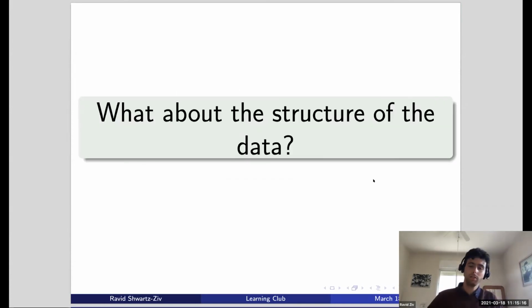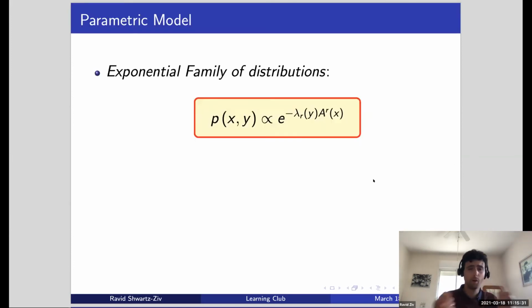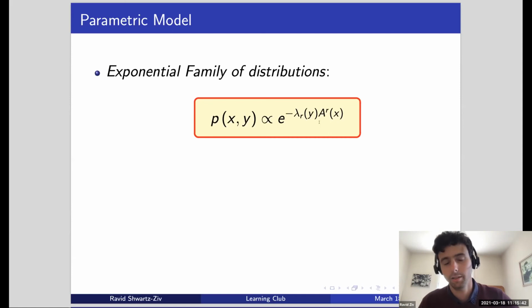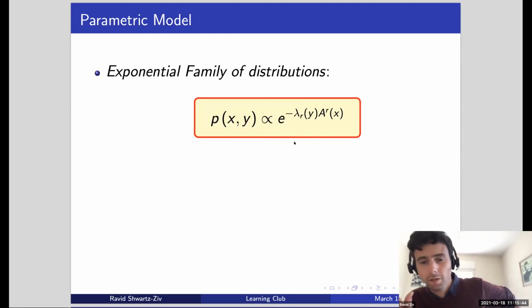Another limitation is that the information bottleneck ignores the structure of the data. If we have structure in our data, we want to take it into account. So, for example, we have some parametric model. In this example, the exponential family. So we have that our data comes from this distribution, and we have some constraints on the expectations.